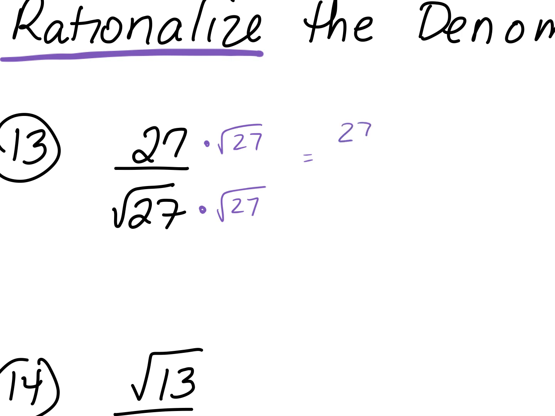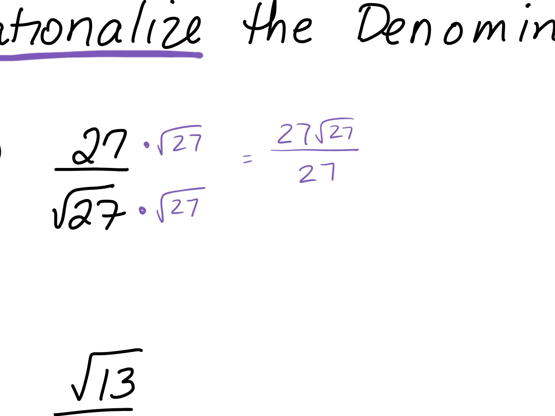So on top, I have 27 times square root 27. And then on the bottom, what's square root 27 times square root 27? 27. Now we rationalize, but we can simplify this a little bit more. What can we do to simplify? They cancel out. 27 divided by 27 ends up just being 1. So because I have a whole number 27 and a whole number 27, we can divide them.